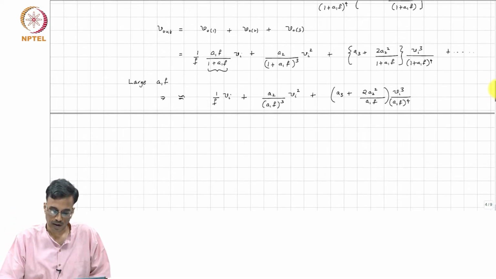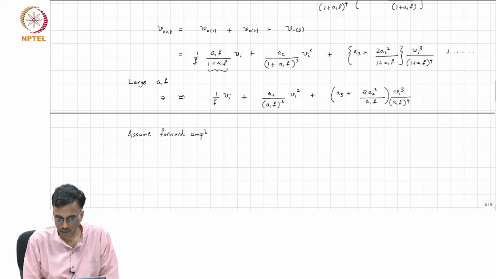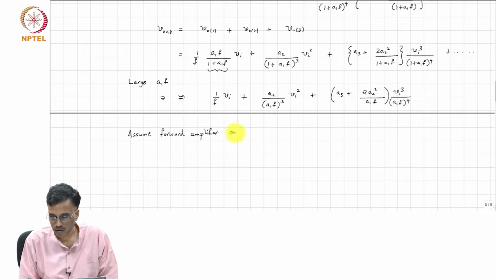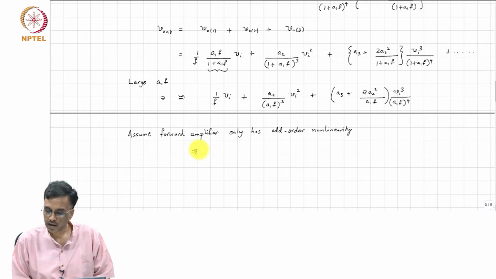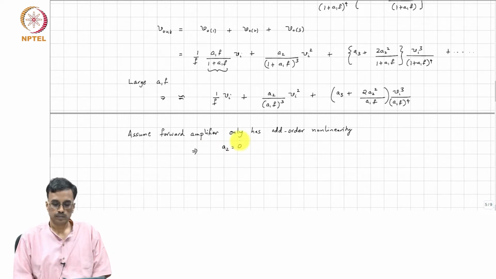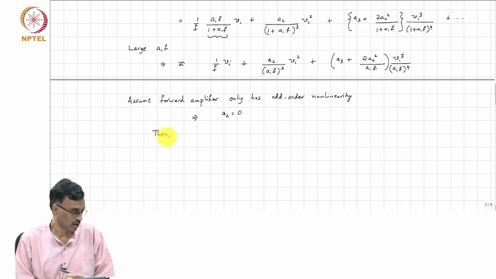Okay. So, I want to consider a special case and assume the forward amplifier only has odd order nonlinearity. Right? That basically means that A2 is 0. Then what comment can we make?